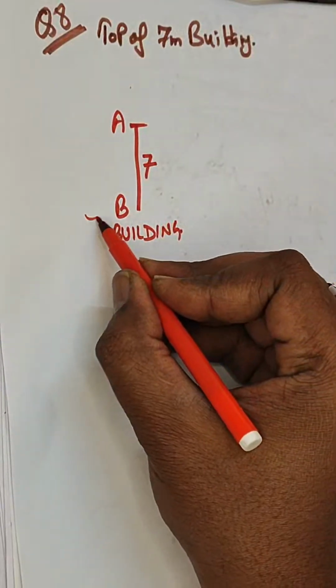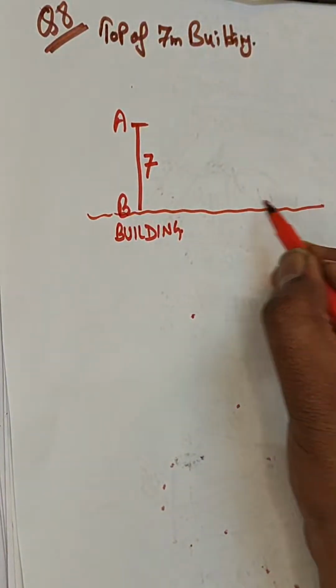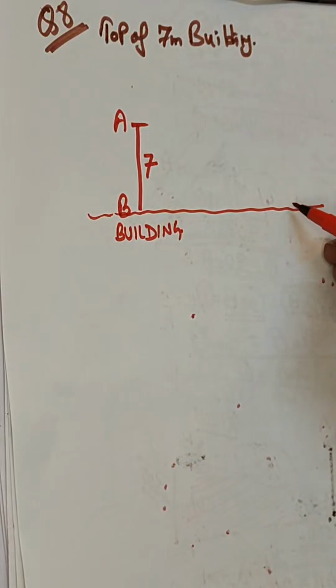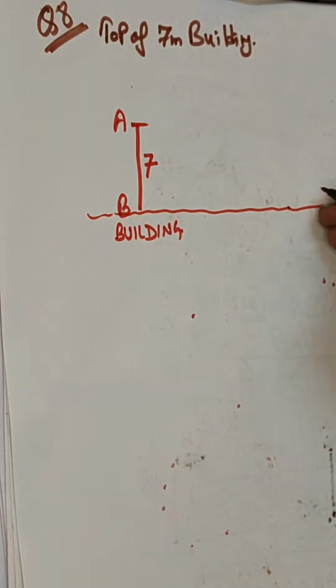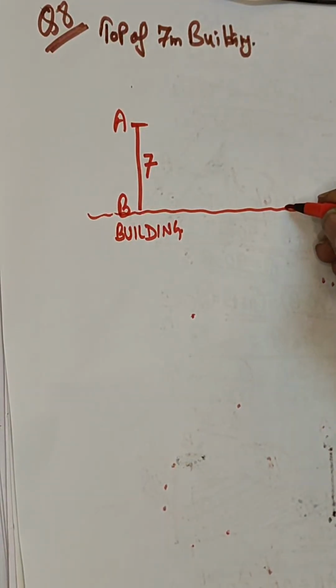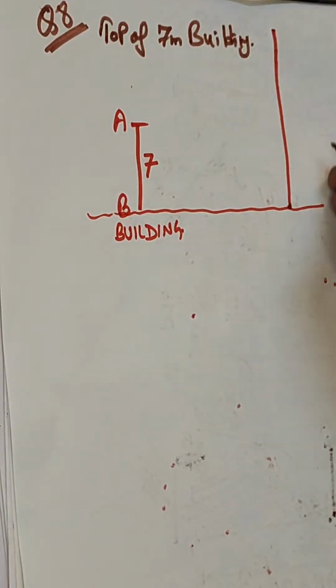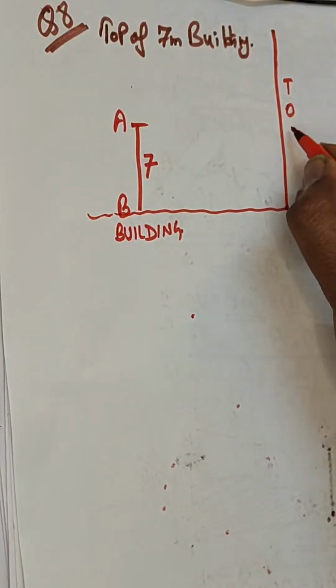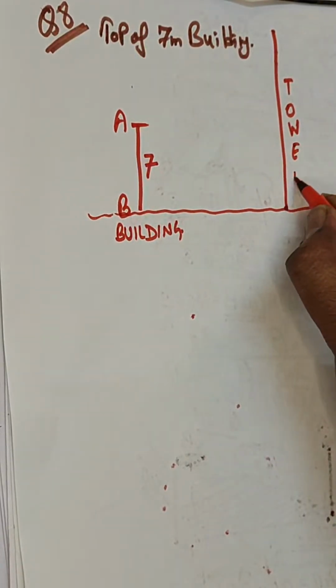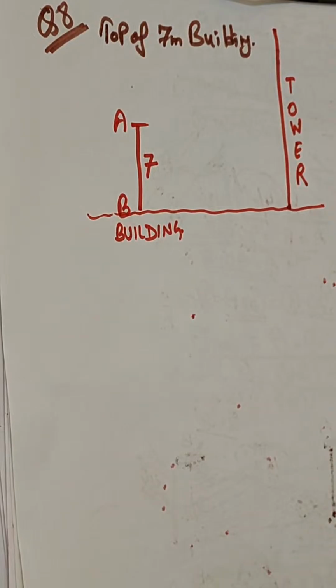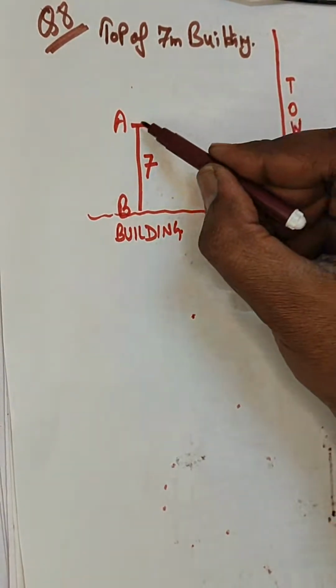So definitely if this is the ground, my dear friend, and this is a building, then the tower must have been standing on the ground only. It will not stand in air, otherwise you need to build some platform. So it's given that this is the tower.